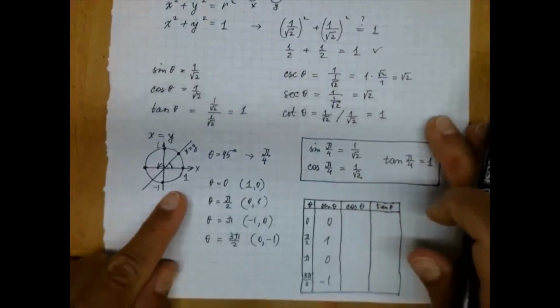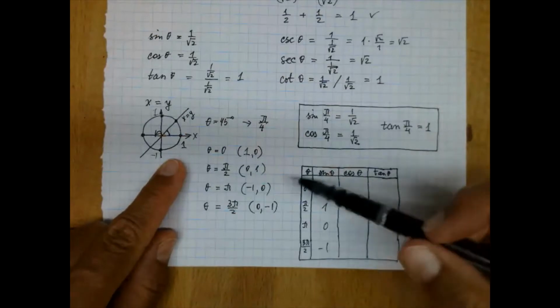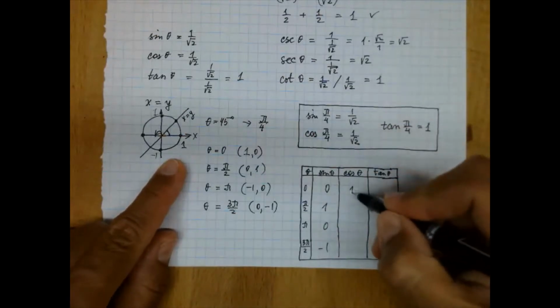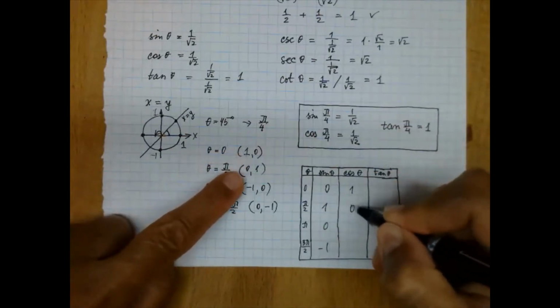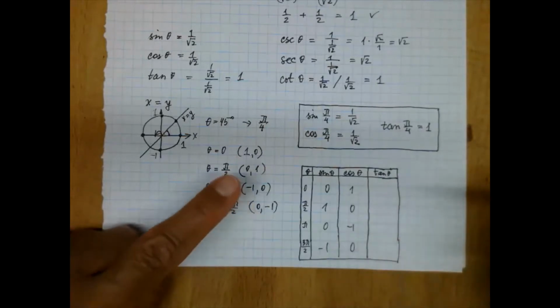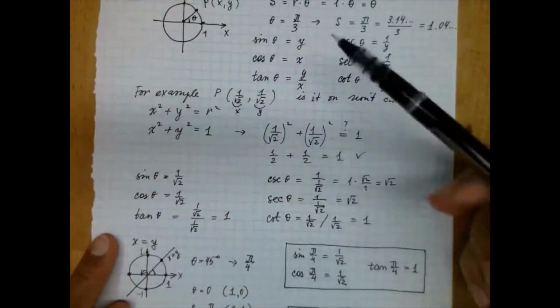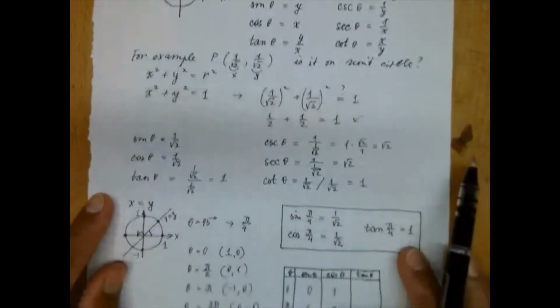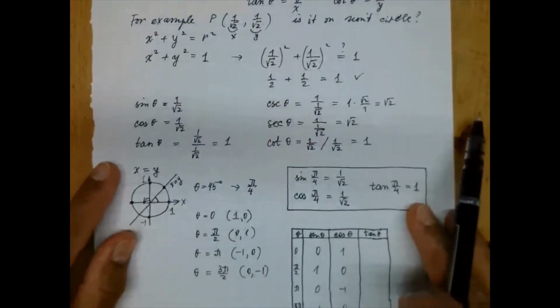So we're just going to look at the x coordinate of all 4 points, which is 1 over here, 0 here, -1 over here, and 0 again. For tangent, it's a little bit more complicated. We'll need to divide, actually. Let's look over here. Divide y over x. And sometimes it's easy, sometimes it's not.